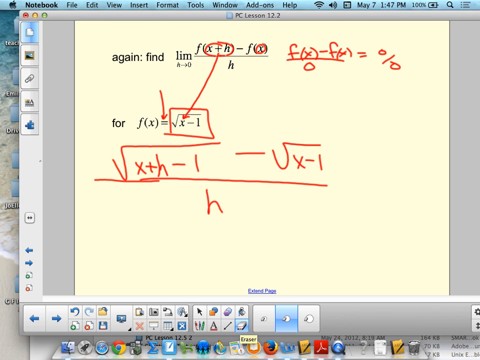Okay, guys, all you did is put the numbers in. If I went in right now and stuck my h in, if I did direct substitution right now, you'd still get 0 over 0. You haven't done anything. So how do I simplify that ugly, ugly look?